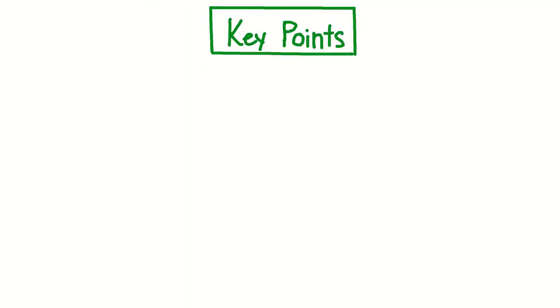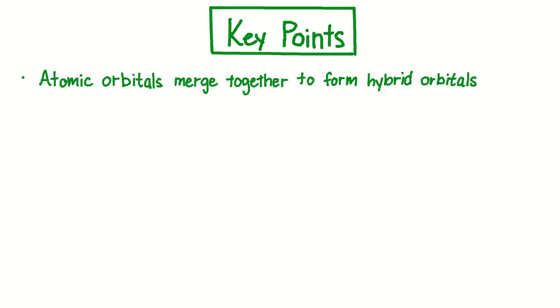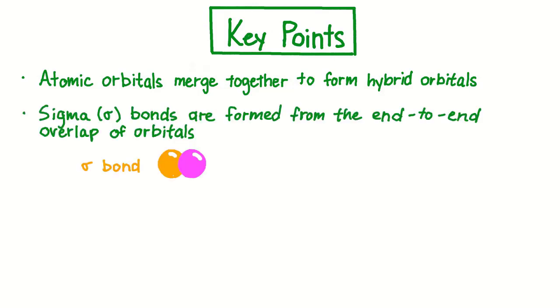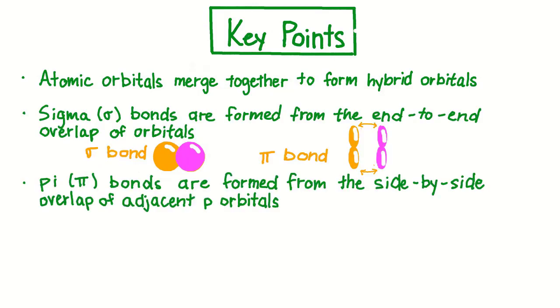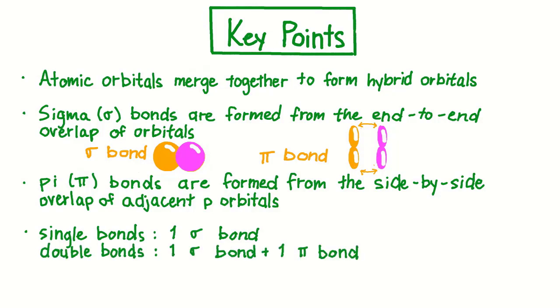Now let's wrap up this video with the points that were really important. Atomic orbitals merge together to form hybrid orbitals. Sigma bonds are formed from the end-to-end overlap of orbitals, while pi bonds are formed by the side-by-side overlap of adjacent p orbitals. Single bonds are made of 1 sigma bond. Double bonds are made of 1 sigma bond and 1 pi bond. And triple bonds are made of 1 sigma bond and 2 pi bonds.